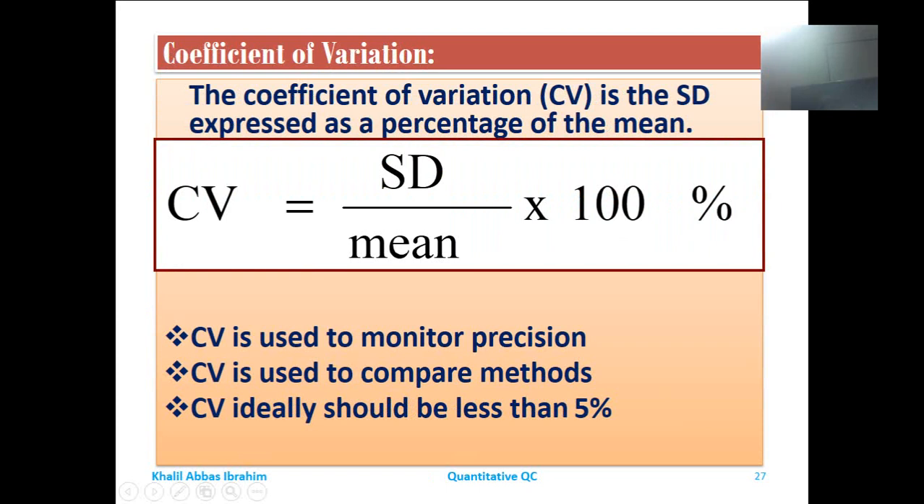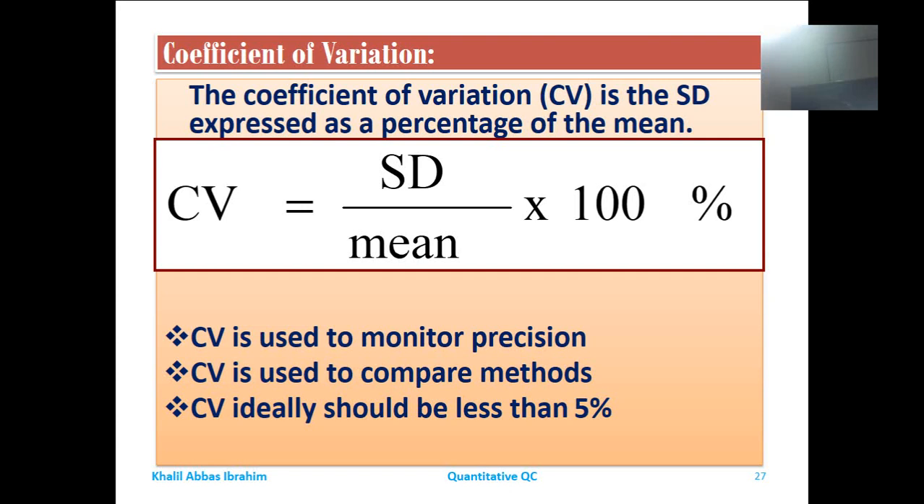The other measurement, which is necessary to use in the laboratory, is the coefficient of variation, CV. Coefficient of variation is actually the standard deviation as a percentage of the mean. It is calculated by dividing the standard deviation by the mean and multiplying by 100 to obtain the percentage. It's very simple. Coefficient of variation is used to monitor precision.